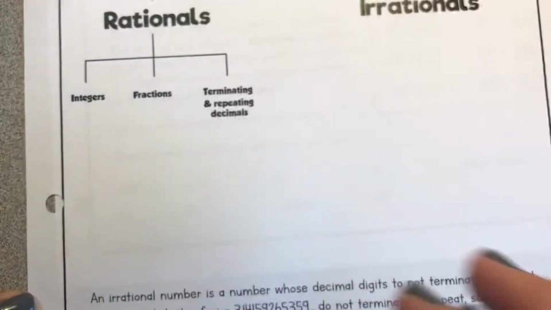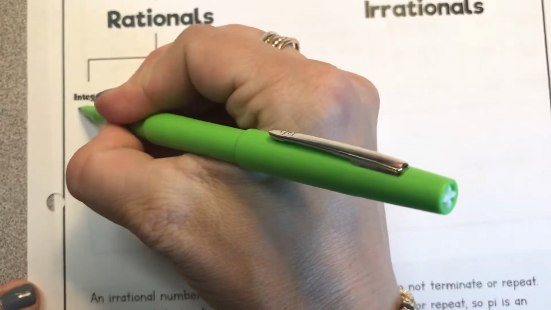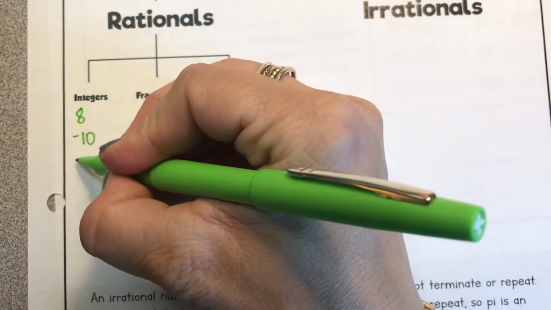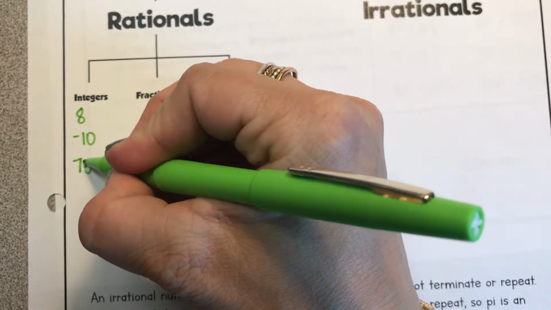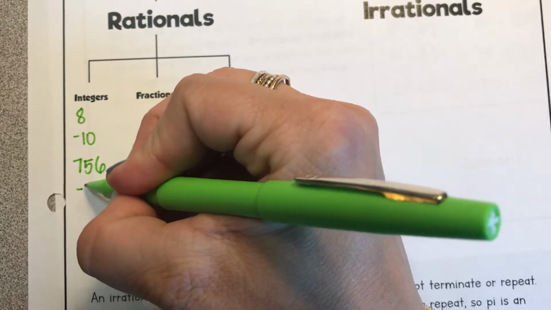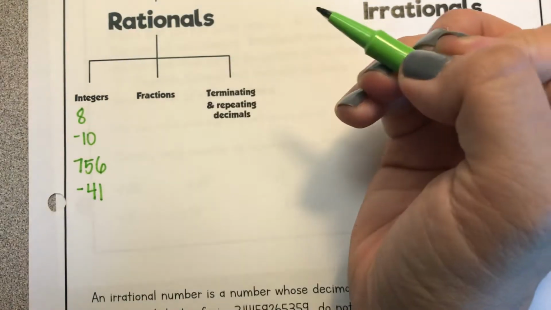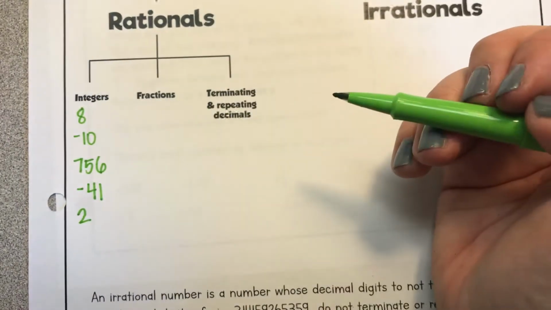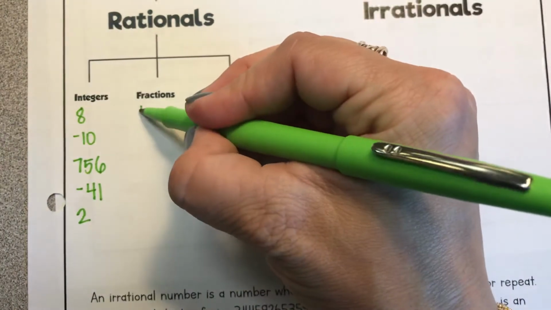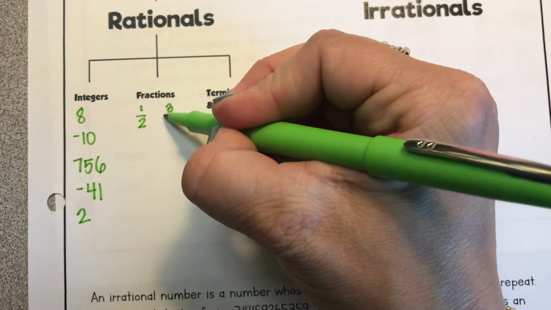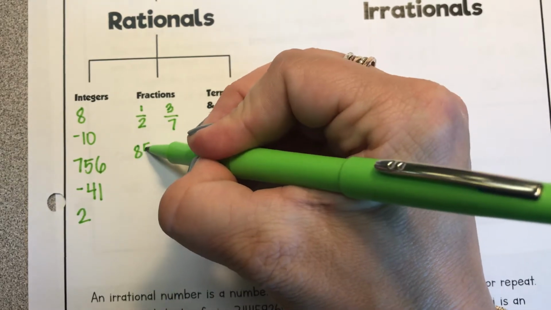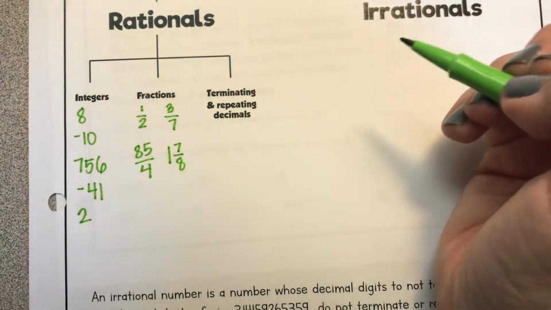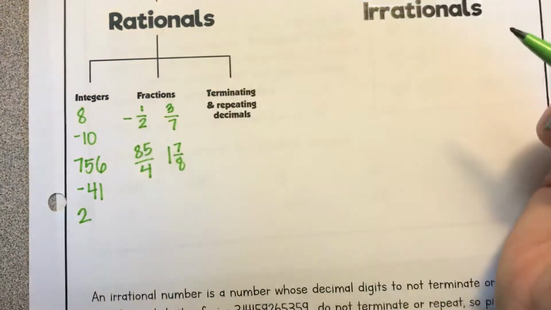Okay, and rational numbers are integers, which are our positive and negative whole numbers. So 8, negative 10, 756, negative 41. Anything that is a positive or negative whole number. It is also made up of fractions. So 1 over 2, 3 over 7, 85 over 4, 1 and 7/8. Anything that's a fraction. It could be a negative fraction.